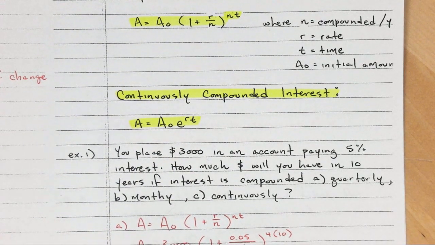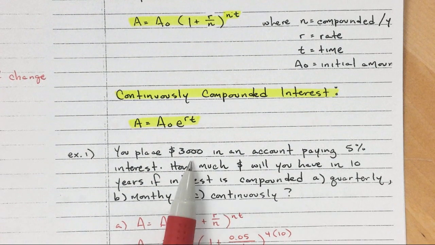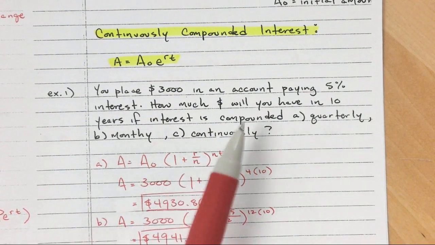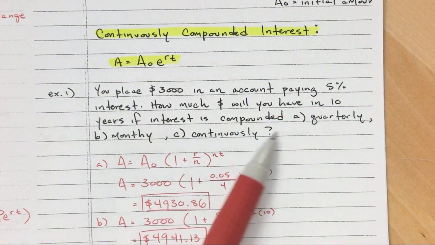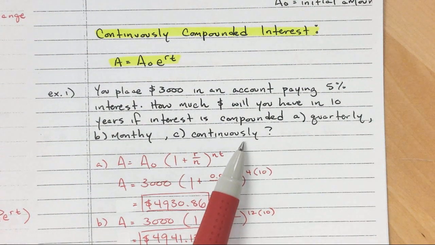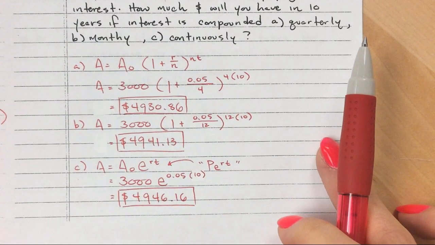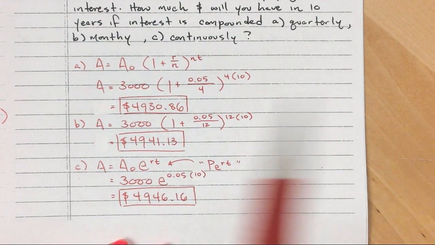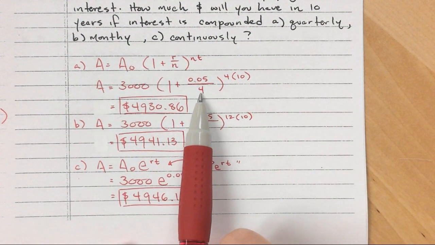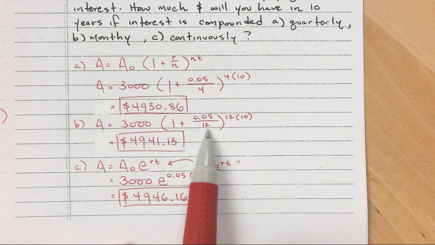A couple examples of this: you have $3,000, and the bank is paying you 5% interest. How much money will you have in 10 years if A, it's compounded quarterly, B, monthly, C, continuously? You can see the difference right here. The only difference for compounded quarterly versus monthly is there's a 4 and there's a 12.